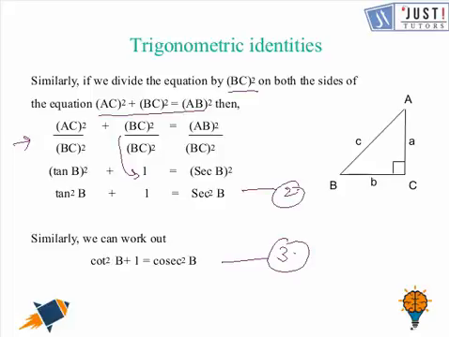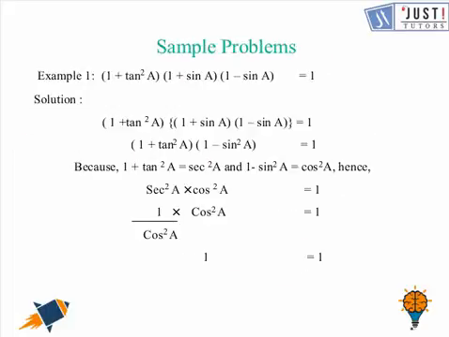We need to remember all these three identities because we are going to use them in the further questions. So let's start with this question. This question says (1 plus tan square a) times (1 plus sine a) times (1 minus sine a) is equal to 1. So we'll keep the first bracket the same and we'll make a group of the second and third bracket as we have done in this step. Now if you notice, this is an identity for a square minus b square, so we have clubbed the two brackets together and this is what we've got. And (1 plus tan square a) times (1 minus sine square a) is the thing that we've got now.